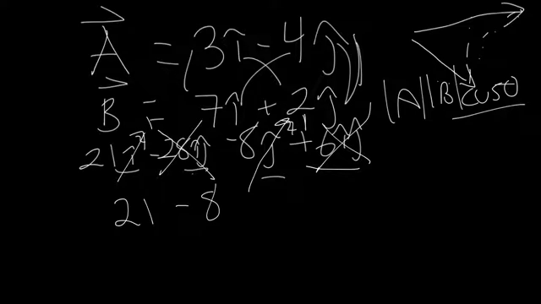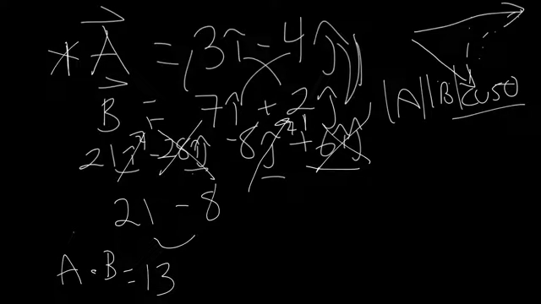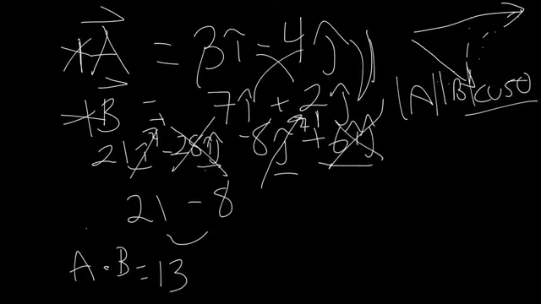And these now are unitless numbers, I guess, so let me remove that. Okay, and then 21 minus 8 is going to be 13. So in this case, A dot B was equal to 13. So the dot product of vector A and vector B was 13. So this is basically how parallel they are.